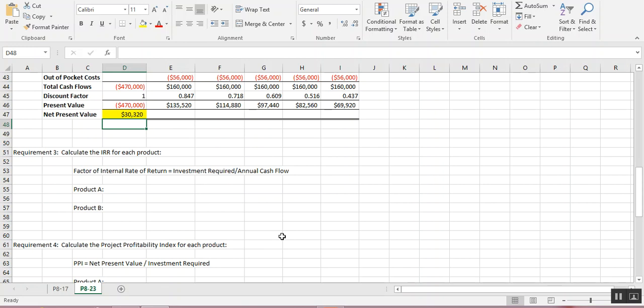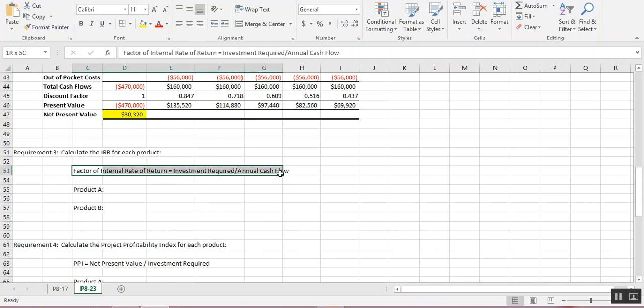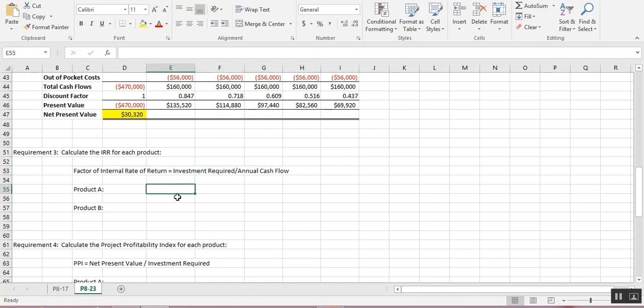It says calculate the internal rate of return for each product. So we've got product A and product B, and again I put the formula here, so this is the formula that we're going to use. So for this one, for product A, our internal rate of return would be the investment required, which was $260,000.